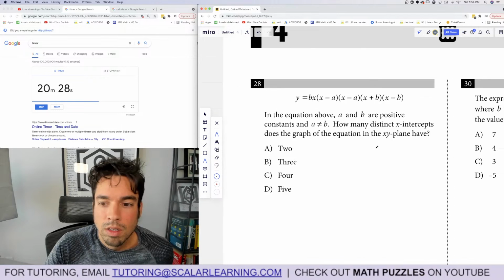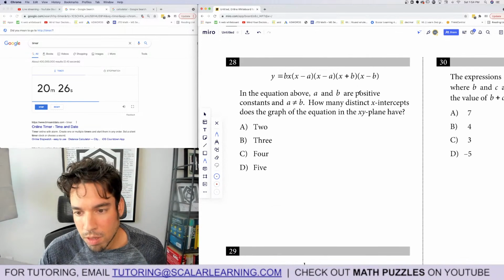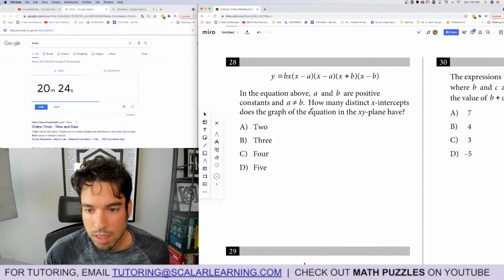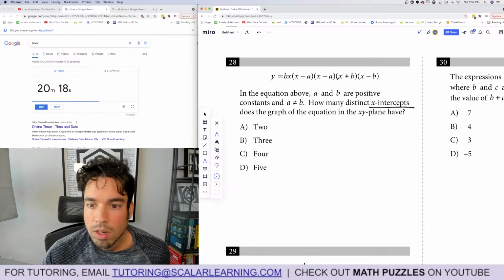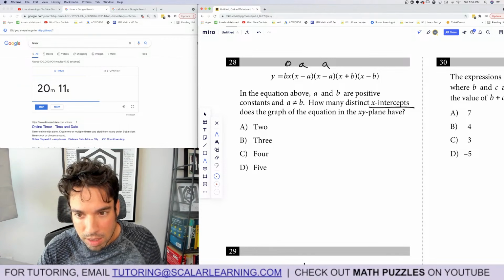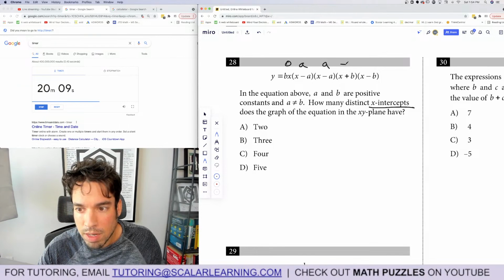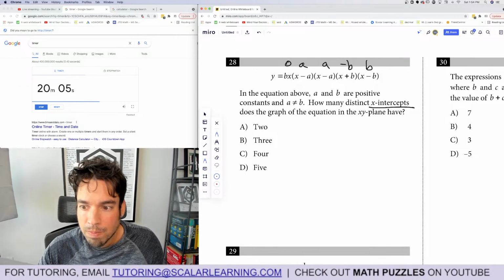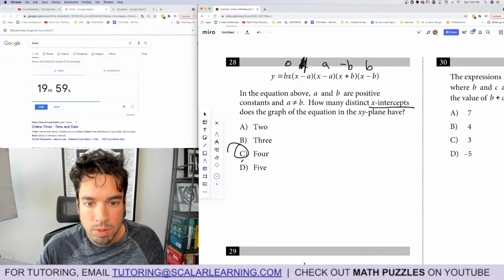28. In the equation above, a and b are positive constants, and a does not equal b. How many distinct x-intercepts, that is, what values of x send this to 0? So one would be a. That is also a, because x in front gives 0. Then we also have negative b and positive b. They said distinct, so this is a double root. So 1, 2, 3, 4, boom, done.